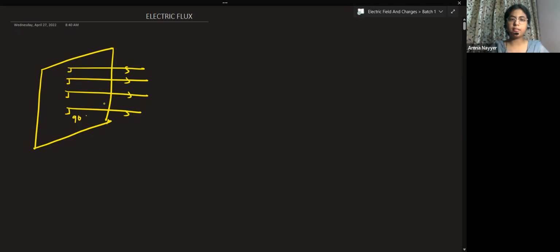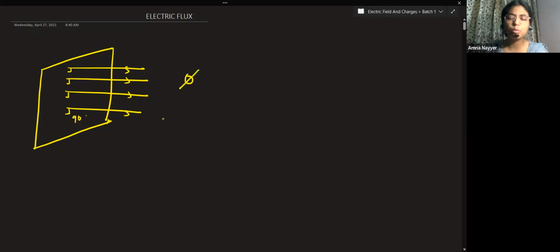So what is meant by electric flux? Electric flux is basically the number of field lines that are crossing an area normally. Normally is the condition, meaning the electric field lines have to be perpendicular. All the electric field lines which are perpendicular to the plane surface will be considered only. So just tell me what will be the electric flux if you look at this figure that I've drawn. 4. It will be 4. So you represent electric flux through this phi symbol. So phi will be equal to 4. This is what is meant by electric flux.